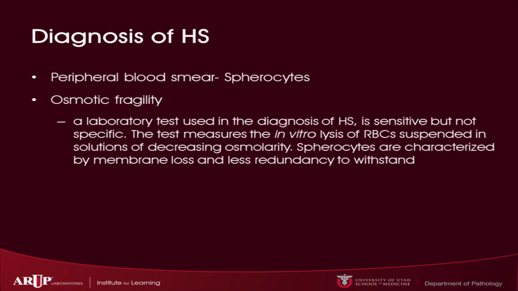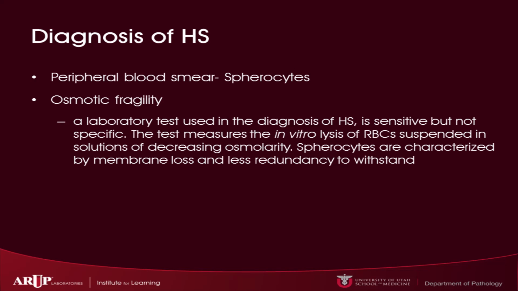However, the osmotic fragility test is not specific for the diagnosis of HS. It only tells us that the patient has spherocytes. It doesn't tell us anything about the etiology of the spherocytes. Spherocytes can be seen not only in HS, but also in certain other conditions like autoimmune hemolytic anemia. Burn patients can also have spherocytes. So osmotic fragility only tells us that the patient has spherocytes. It doesn't tell us about the etiology of the hereditary spherocytosis.